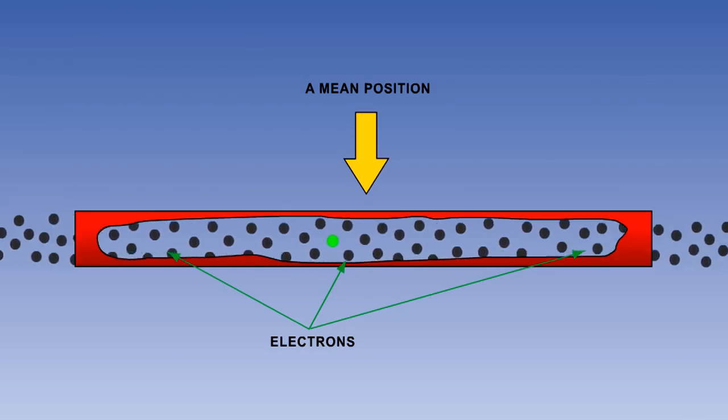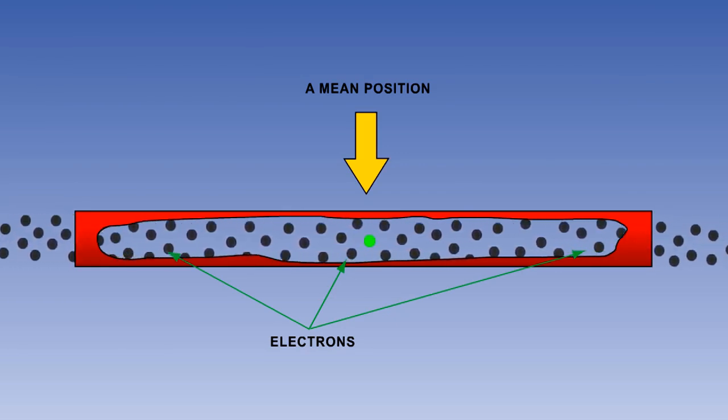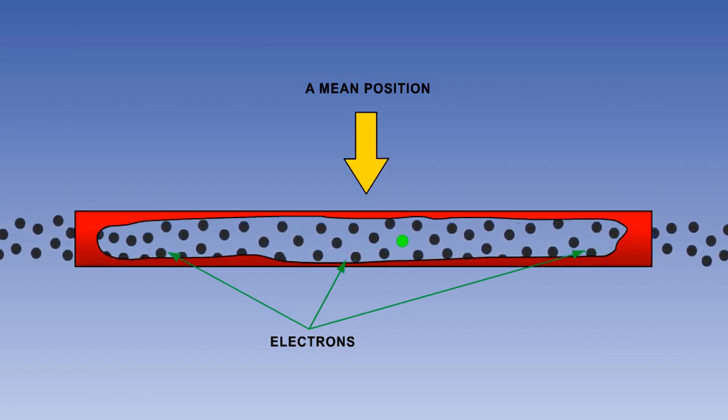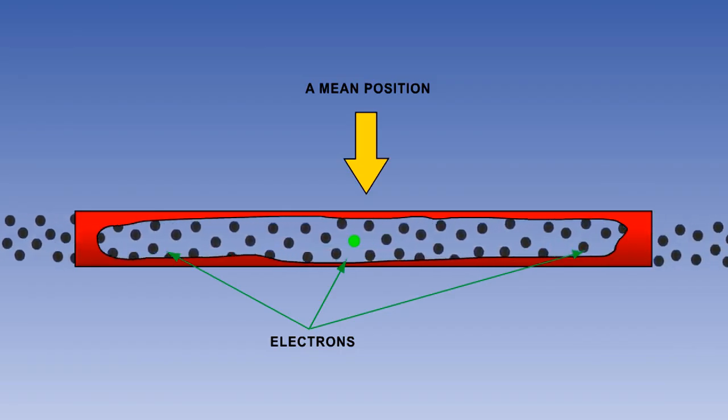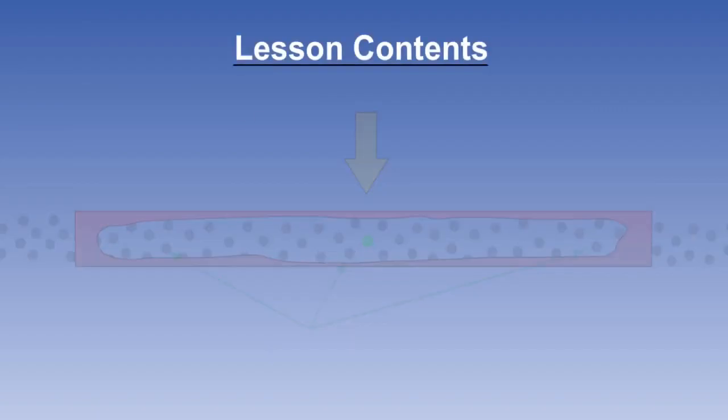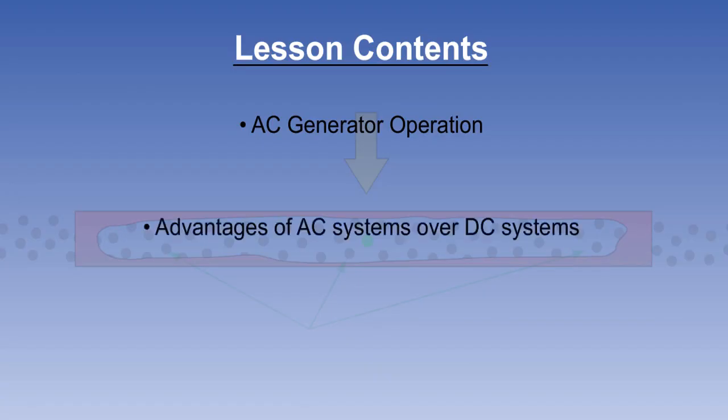If the electrons flowing in a circuit move backwards and forwards about a mean position, then the current produced is known as alternating current or AC. In this lesson, we will review the operation of a simple alternator or AC generator. We will look at the advantages that AC systems have over DC systems. And we will explain the terminology that you need to become familiar with when discussing AC systems.